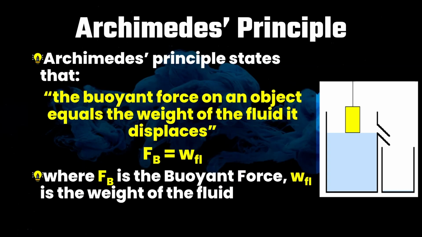So today's or contemporary ideas about buoyancy, sinking, and floating are laid down in the Archimedes Principle. Archimedes Principle states that the buoyant force on an object equals the weight of the fluid it displaces. And that's why in our mathematical equation for this, we have FB, or buoyant force, is equal to W subscript FL, which means weight of the fluid that the object displaces.